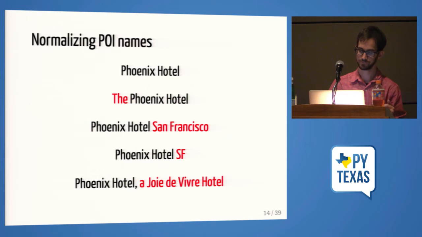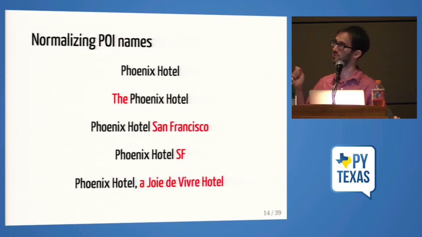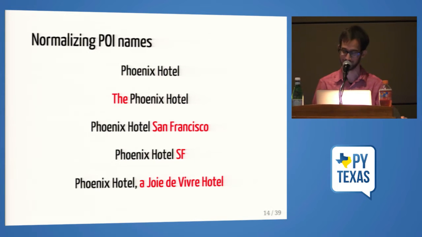So for example, let's take the Phoenix Hotel. We can have different variations of it from different content providers. The second one might have a stop word, and the third one will have the city name, and the fourth one will have, again, the city name, but an alternate name of the city. And the last one will be a little more complex and might also give us the brand of the hotel, which is very useful, but we need to know how to act when we get it.